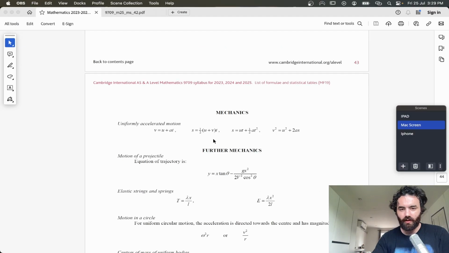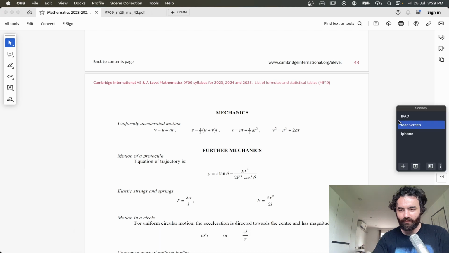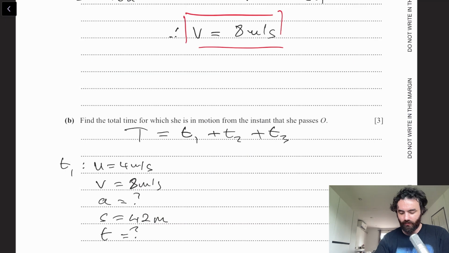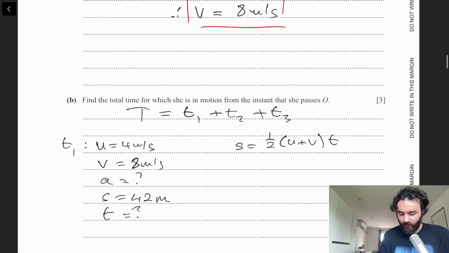If I go back to the Mac screen, you have this equation here. See, that's what happens. I click away and then I forget. Okay, so you have this equation here. So we have S equals a half of (U plus V) T. So I have this, I have that, I have that. So I can find T.